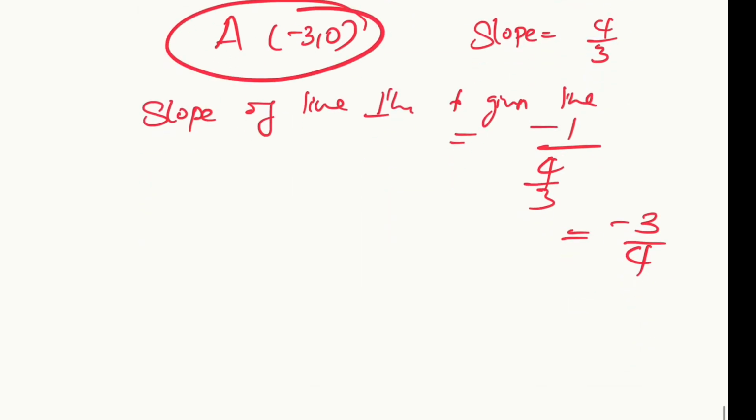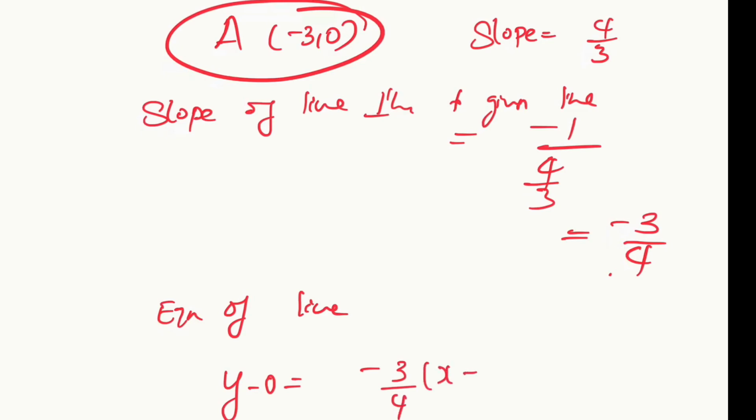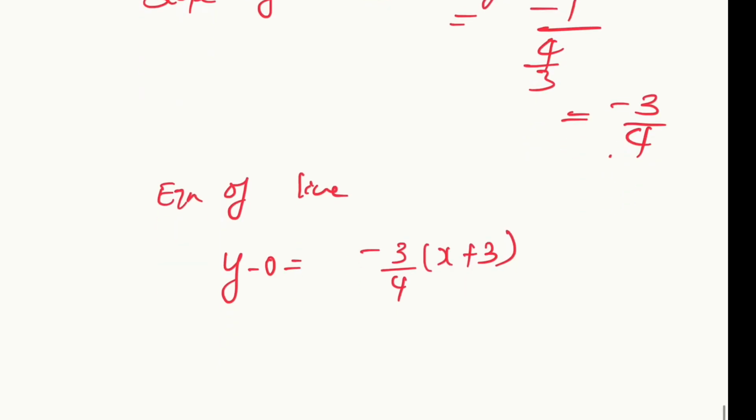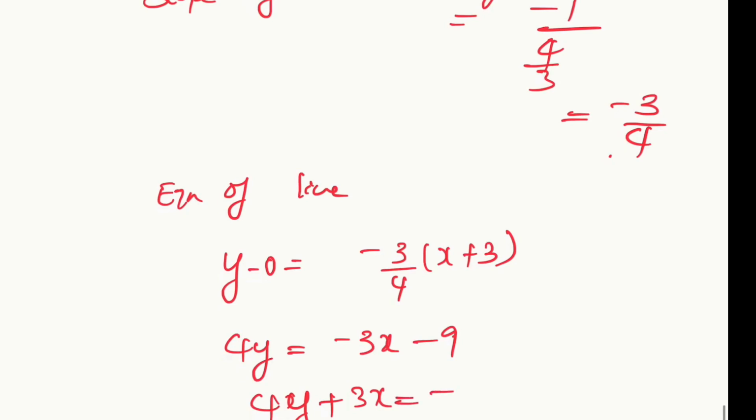So this is the point we have. Using this point and the slope we can get the equation of the line. Equation of line is y minus 0 is equal to minus 3 by 4 into x plus 3. So 4y equal to minus 3x minus 9. 4y plus 3x is equal to minus 9. Hope it's clear.